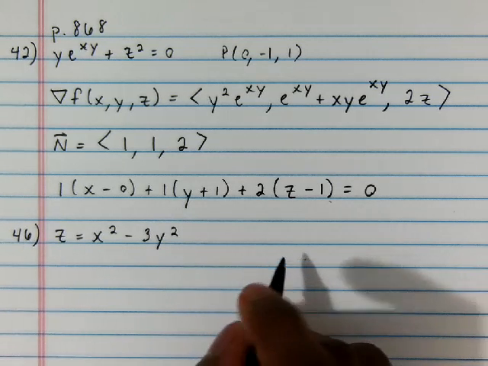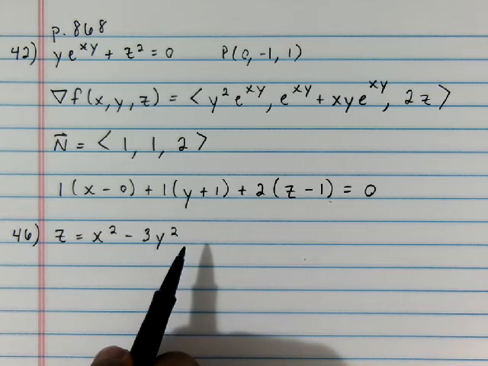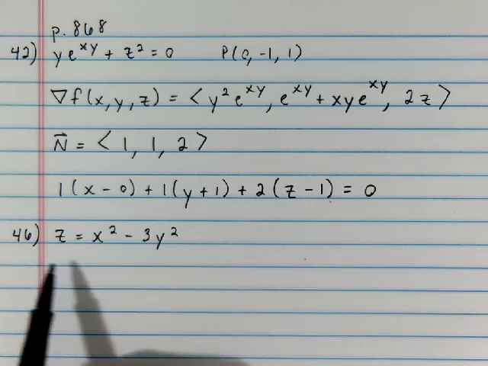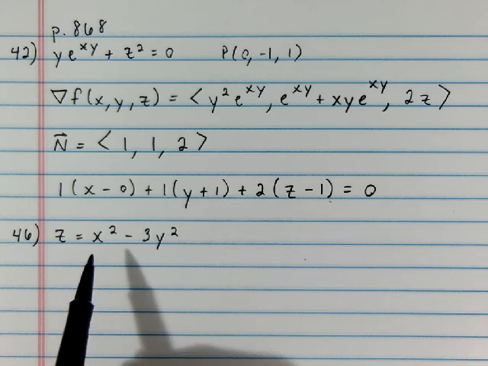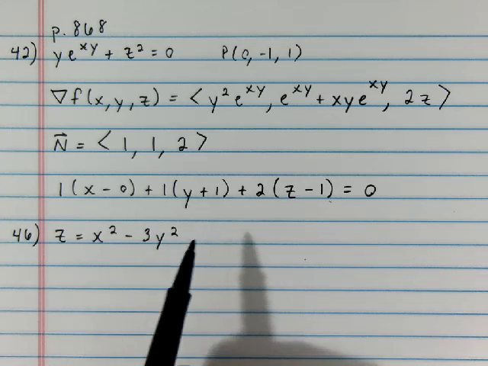So we're trying to find the points. We're looking for some point x comma y comma z where the tangent plane to this is parallel to that plane that they gave us.